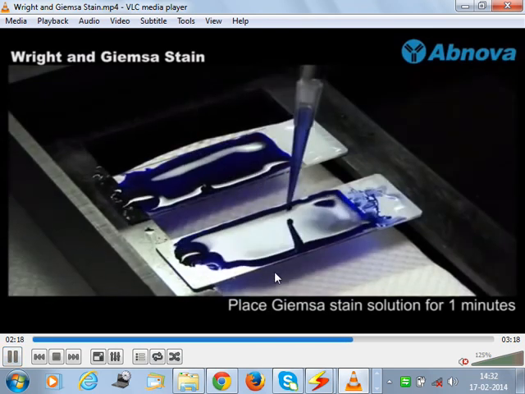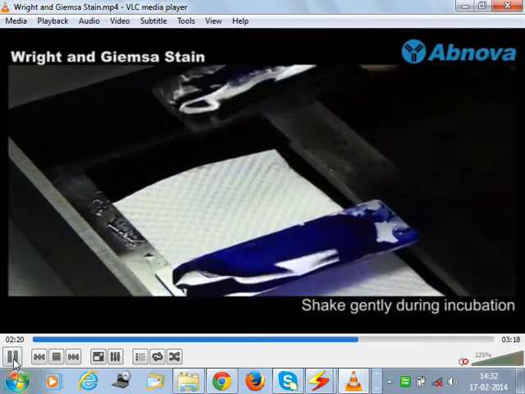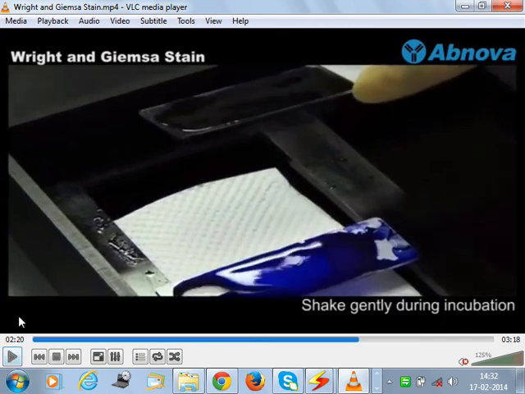This is how you will add Leishman stain. But don't think we will add Leishman stain again. No, we won't add. We just add once. Keep it for 2 minutes. Add distilled water. Keep it for 8 minutes and then rinse. Very gently, that is very important.